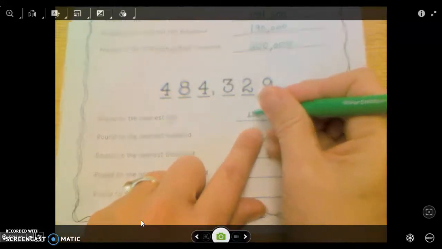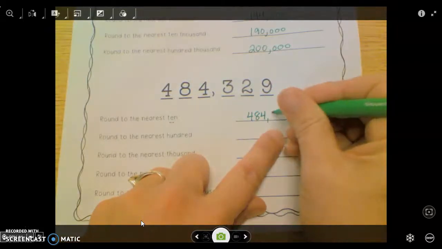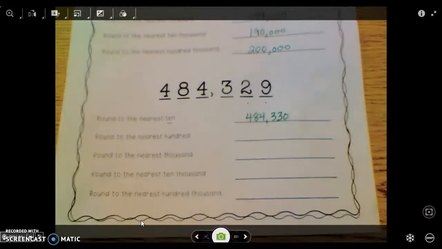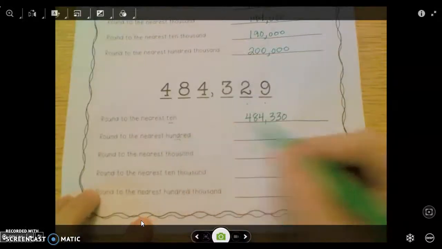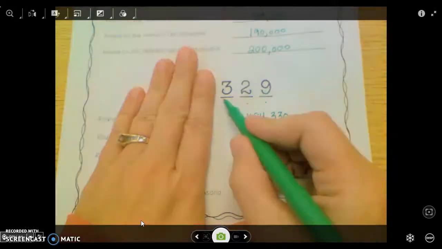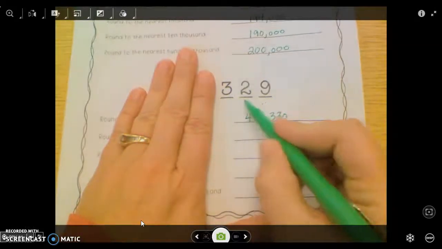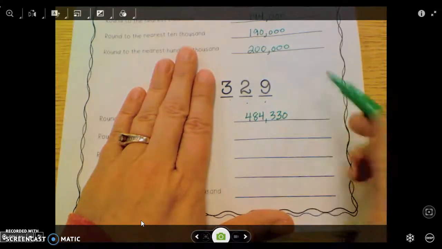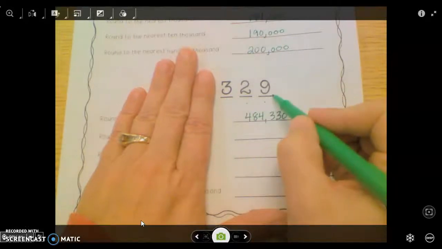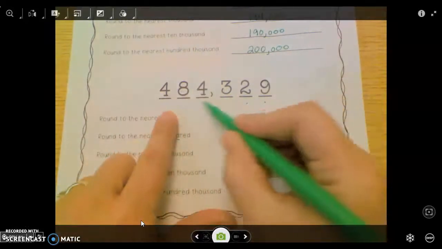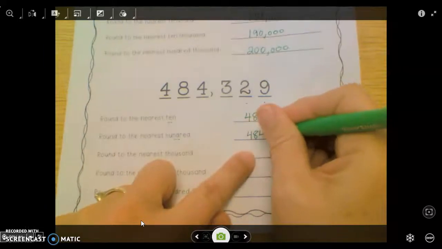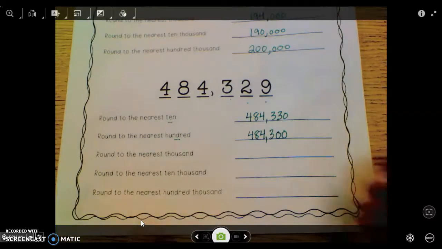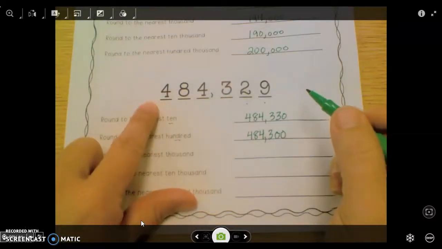So I'm going to do 484,330. Okay. Now I'm going to go to the nearest 100. I know I had to write those, but right now I'm just focusing on my hundreds. Is 329 closer to 300 or 400? You're right, it's closer to 300. So I know I'm going to round this part of my number to 300, but I have to include these. So it's 484,300. Notice that each time I have to include all the digits in front of it.